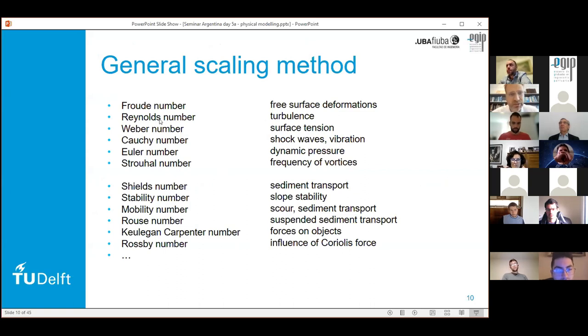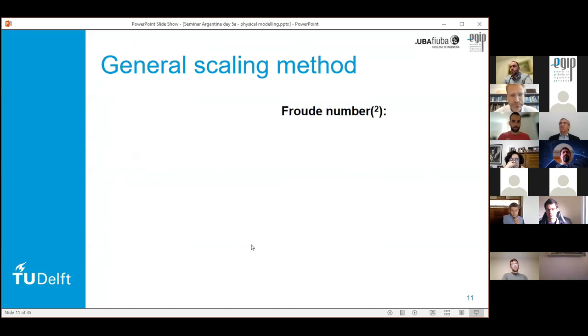Most important are the Froude number and the Reynolds number. So we want to have a good free surface deformation, which is quite important if you have waves. So that's the basic scaling number. The Reynolds number, we want to have large enough such that we have turbulent flow. And there's a whole bunch of other dimensionless numbers that we will come by later on automatically.